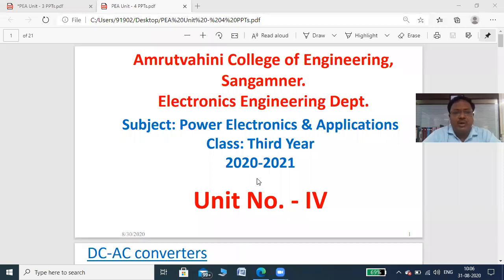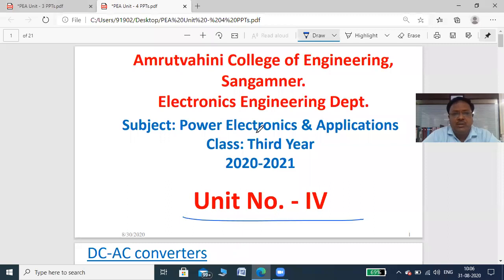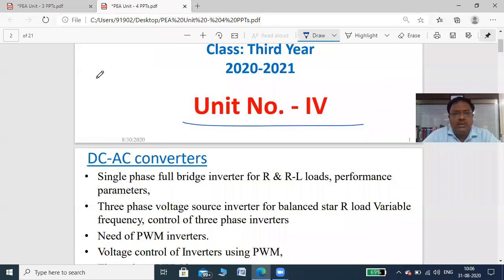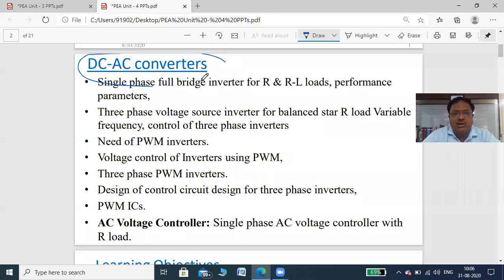So the last 4 to 5 minutes are remaining. So we'll start unit number 4. Unit number 4 is DC to AC converter, right? In the last unit, we have seen AC to DC converters, that are called rectifiers, and now DC to AC converters are called inverters. Okay, so everyone might be very well known about the inverters.